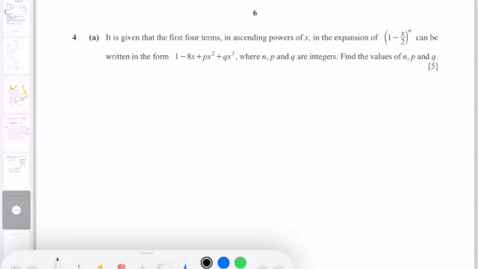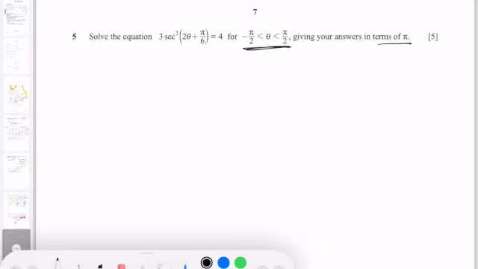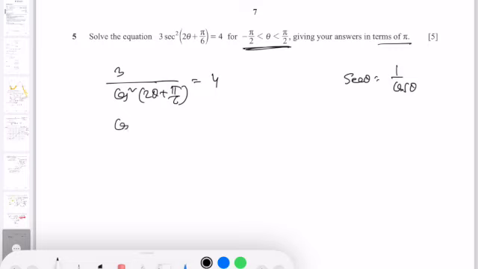Okay, now let us come to question number 5. Since there is pi, we should solve the problem in radian form. Now before starting, sec theta equals 1 by cos theta. We can apply this formula. So 3 by cos square 2 theta plus pi by 6 equals 4. Now we can simplify that. We multiply both sides by cos square 2 theta plus pi by 6. Now we can write cos square 2 theta plus pi by 6 equals 3 by 4.